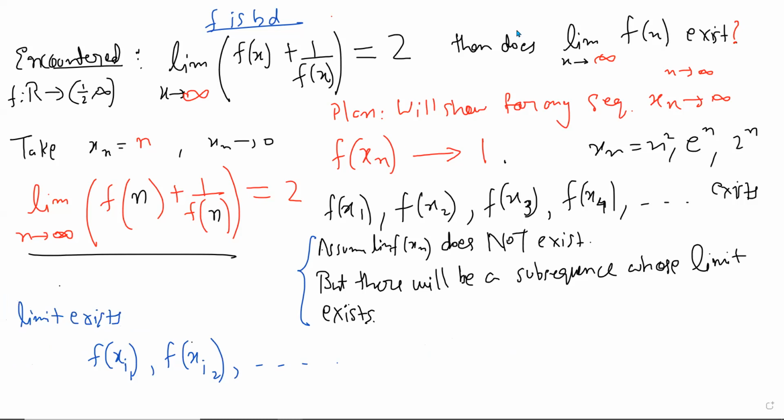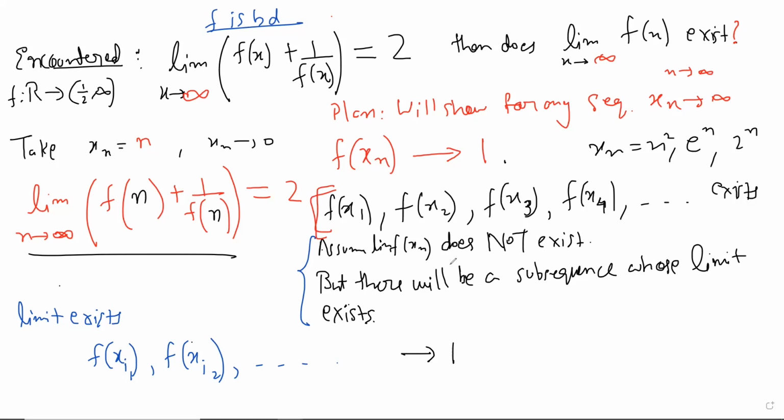Then what should this limit be? 1. You can just put it in this equation, and take the limit along that sequence; it will be 1. So you are assuming that the limit of this sequence does not exist, but then we know that there is a subsequence along which the limit exists, and that limit is 1.